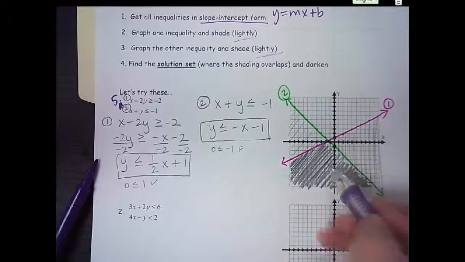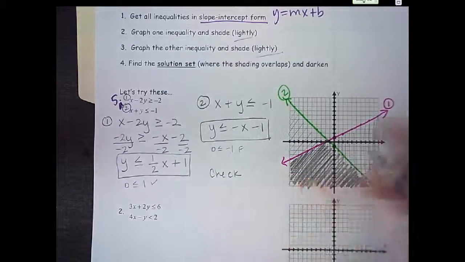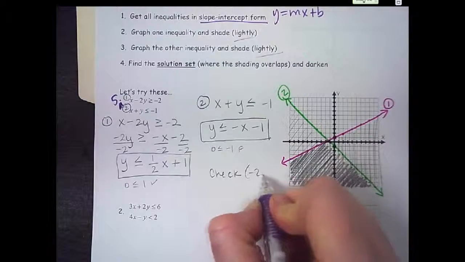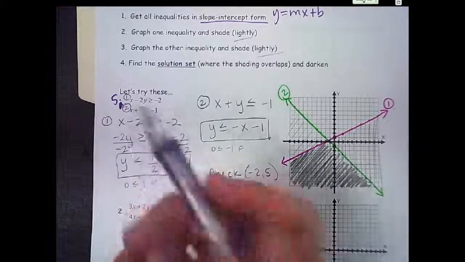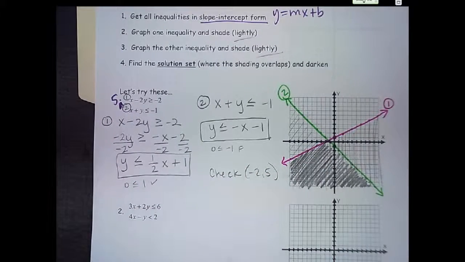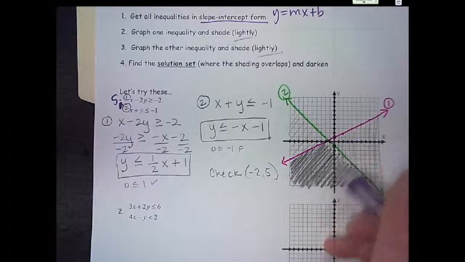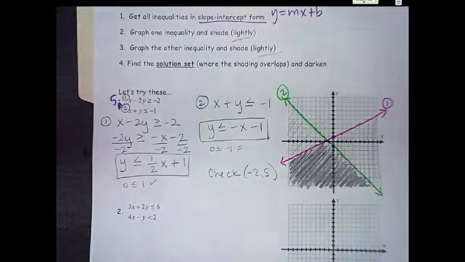And here you can check your solution, which is nice. So you can pick any point in the solution area. So I can pick like -2, -5. Plug it into your 2 original inequalities and see if it works. And that way you can see, did I shade the right area or not if you're unsure. Pick any point in this shaded area, or the double shaded area, and it should work in both of these equations.